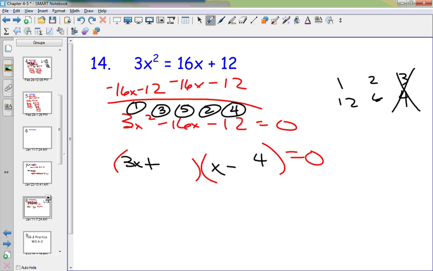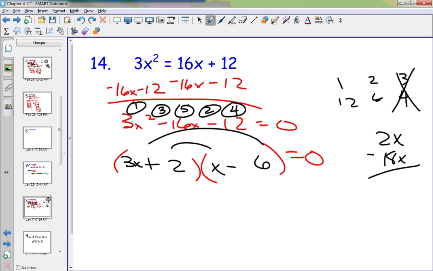Does that make sense? So now I need to try the 2 and the 6. So where do I want to put what? It's going to be 6 in the second position. 6 times 3 is 18. Is that over 16? Yes. So inner gives me 2x. Outer gives me negative 18x to give me negative 16x. Is that what I wanted? Yes.